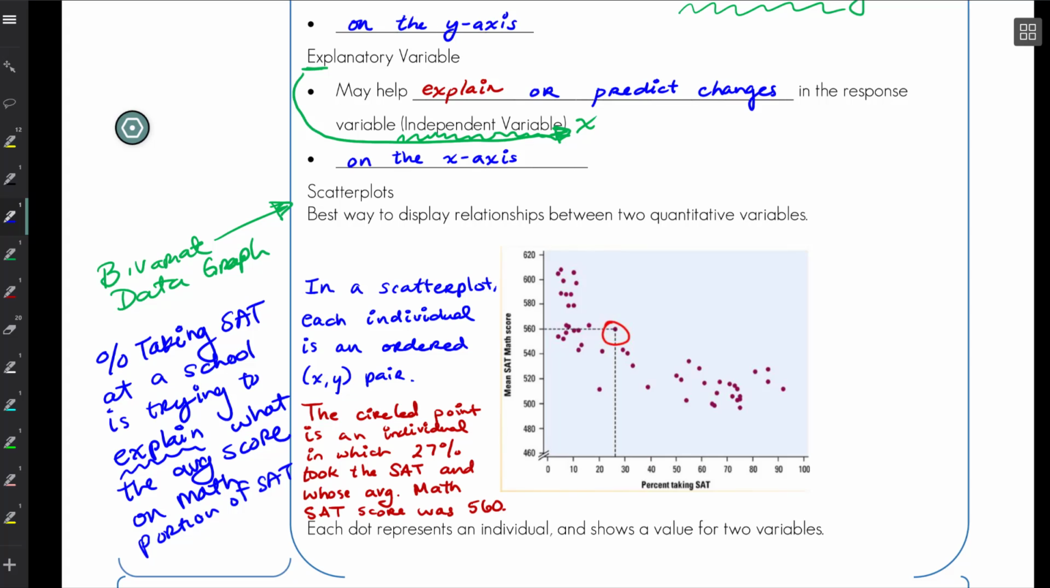And now what we will be able to do is actually look at each individual dot and explain it. And that's exactly what we've done here. So this dot is representing a school in which 27% of its students took the SAT, and whose average math SAT score was 560. Now what we want to try and do is see what's the relationship between these two things. Is there something that is going to be consistent and kind of follow a trend and allow me to make a prediction?